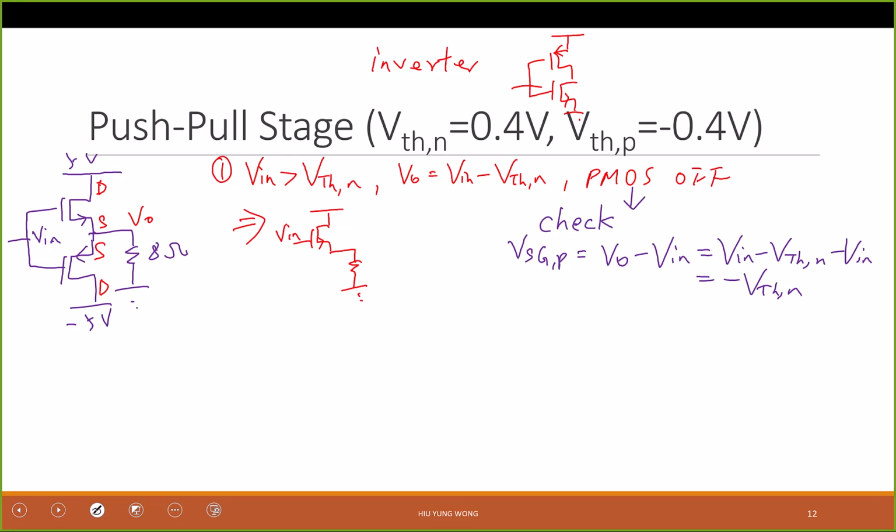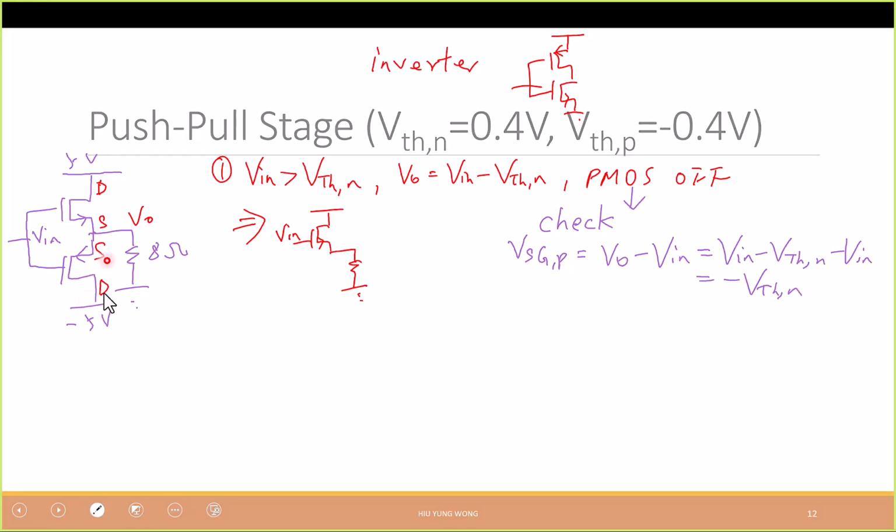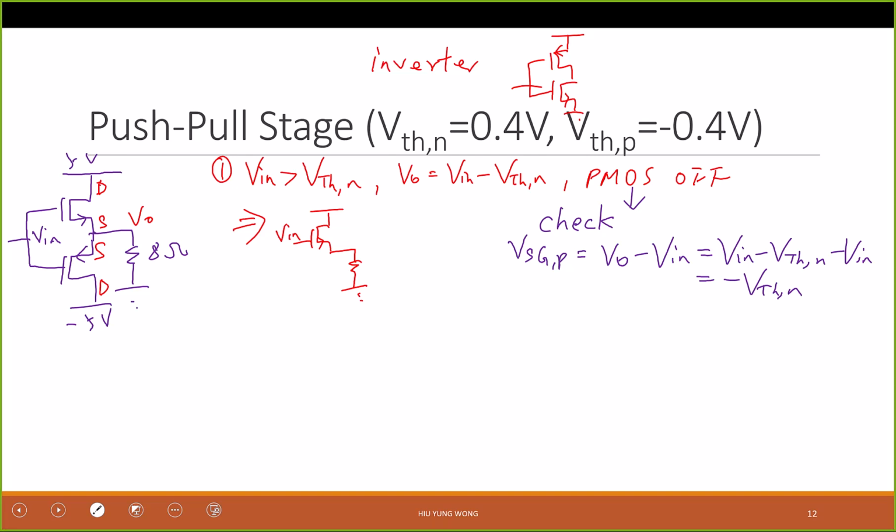Which is negative, right? So your source is at a lower potential than the gate in PMOS. Then it means that it is off, right? If you go back to those equations, because this is smaller than 0, so it is off. I don't want to check the equations. So this is one scenario.